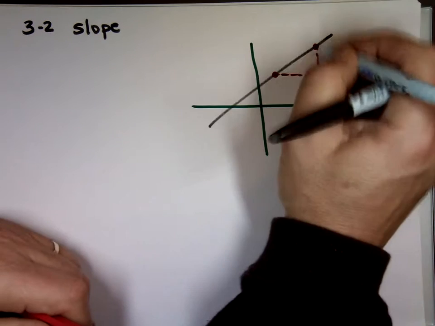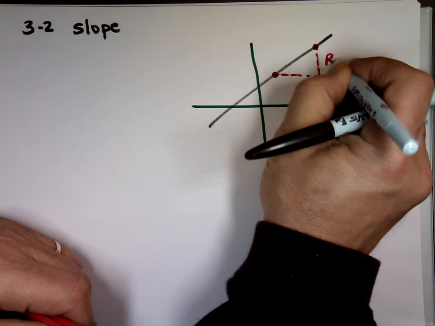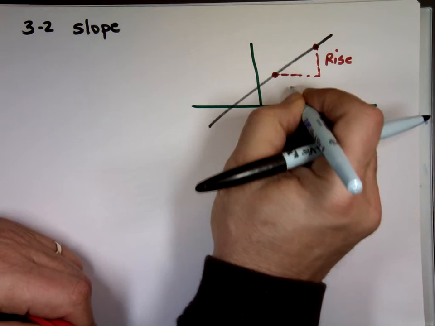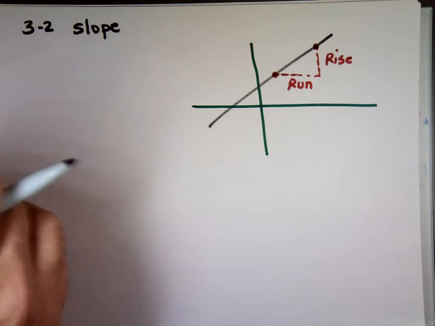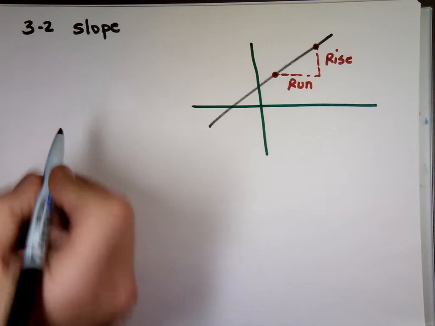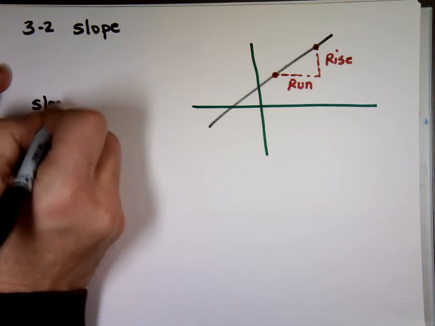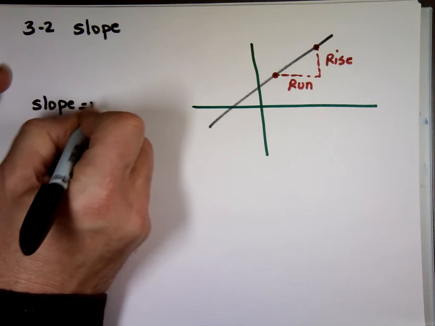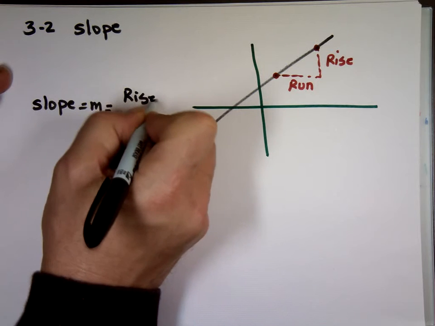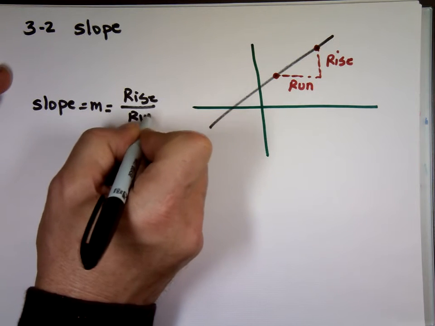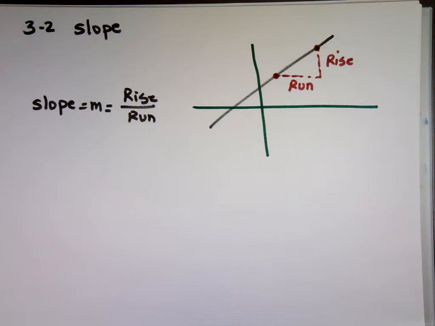What did we call this? Remember we called it what? The rise. Over run. Yep. And this is the run. So the definition of slope, we use, by the way, the letter M for the slope, is the rise over the run. The rise over the run.